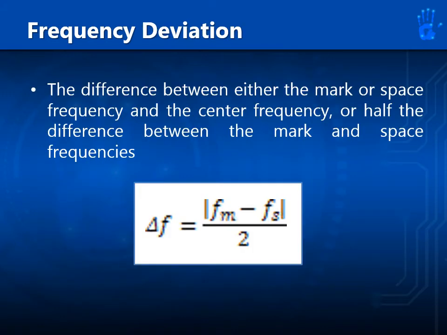Frequency deviation. Frequency deviation is the difference between either the mark or space frequency and the center frequency, or half the difference between the mark and the space frequencies. It is given by the formula delta f equals the absolute value of the mark frequency minus the space frequency divided by 2. Usually the mark frequency is higher than the space frequency, so this would yield a positive value even without the absolute value.